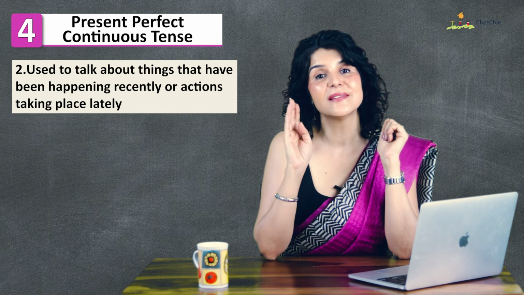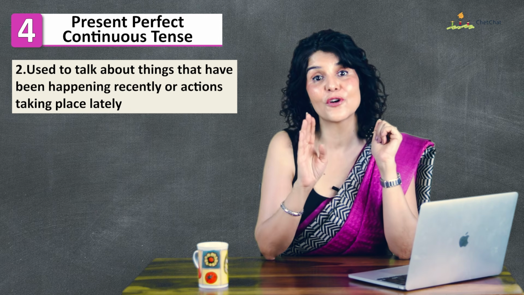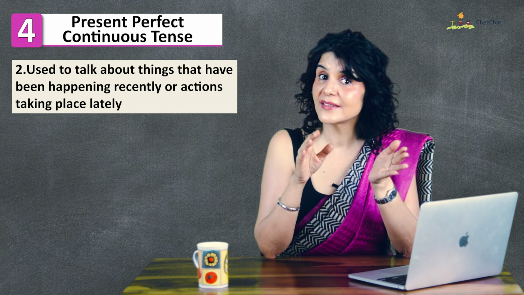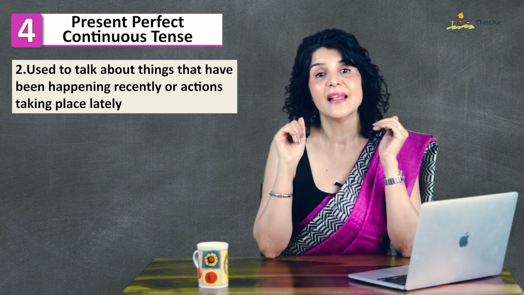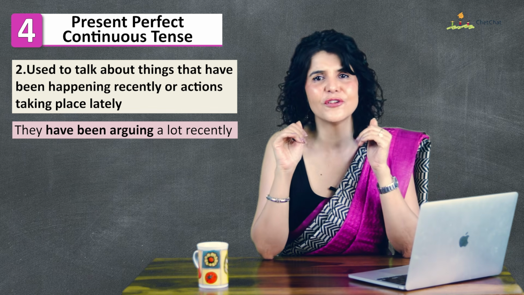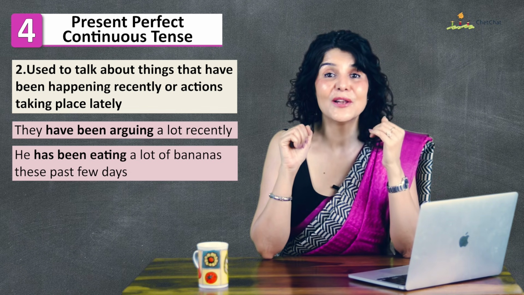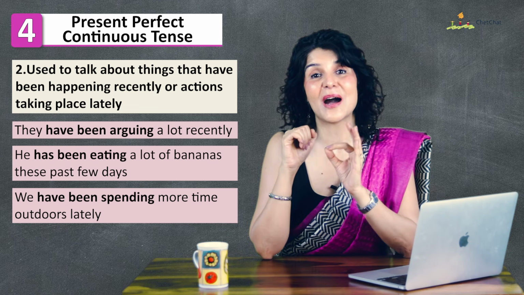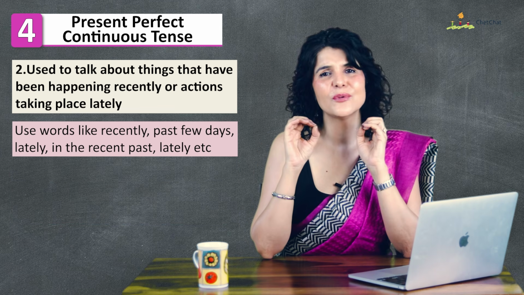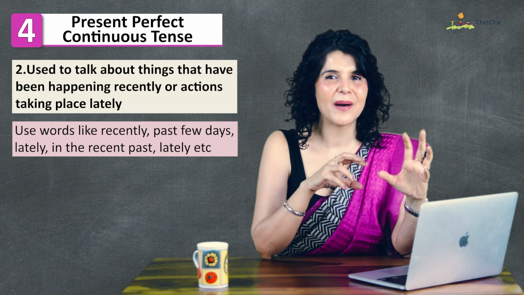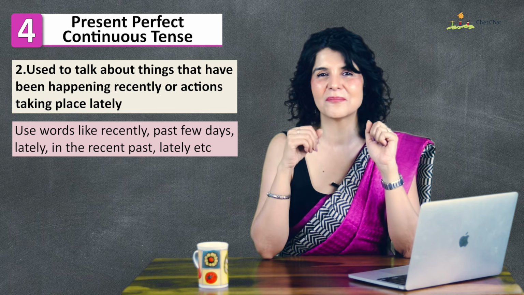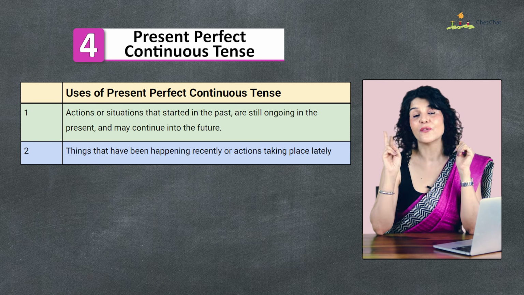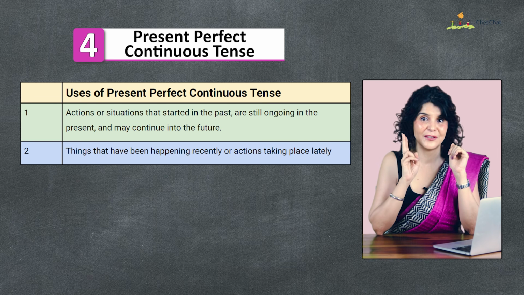Use number 2. The present perfect continuous tense is used to talk about things that have been happening recently or actions taking place lately. They have been arguing a lot recently. He has been eating a lot of bananas since the past few days. We have been spending more time outdoors lately. Now we would need to use these words like recently, past few days, lately, in the recent past, etc. for this. So here is a summary on your screen of the 2 uses of present perfect continuous tense.